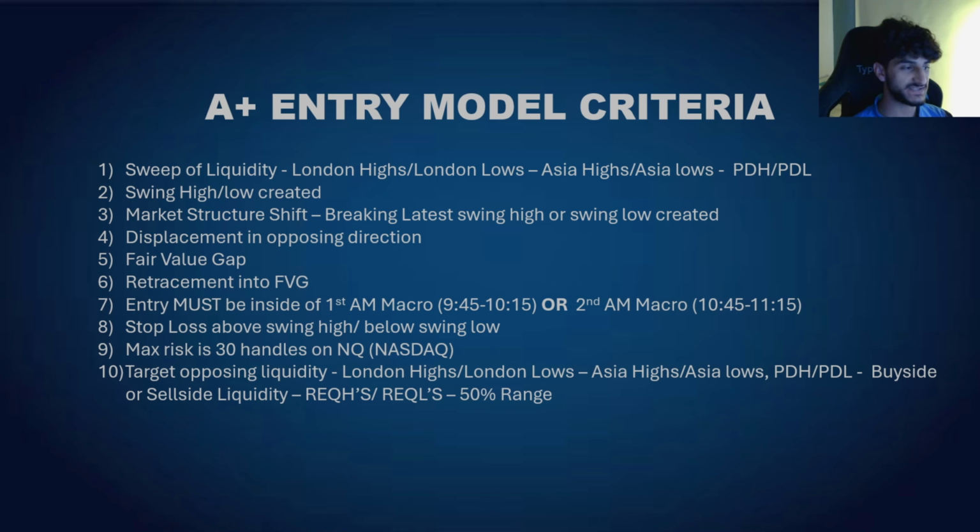And the fourth thing is a displacement in the opposing direction. This indicates that price is willing to go into that direction, whether it being bullish or bearish. After that, these two, the market structure shift and displacement, there should occur a fair value gap. And a fair value gap is essentially a 3 candle pattern where the first candle and the third candle do not overlap and there is an inefficiency in between. As soon as we get that fair value gap, now I'm waiting for a retracement into that fair value gap to execute my trade. Number 7, entry must be inside of the first AM macro, which is from 9:45 to 10:15, or the second AM macro, which is from 10:45 to 11:15.